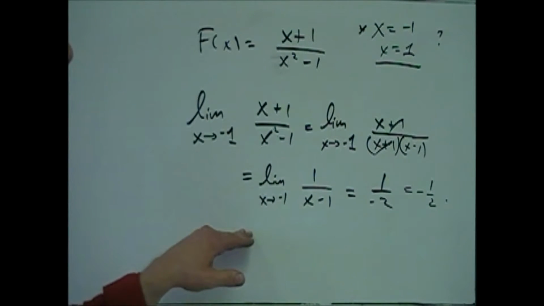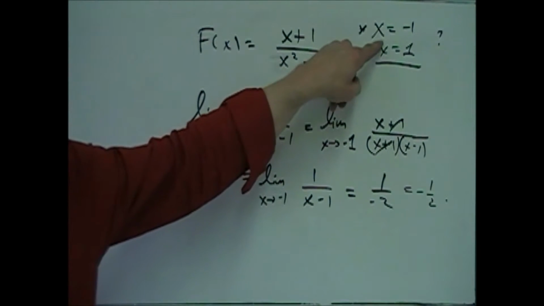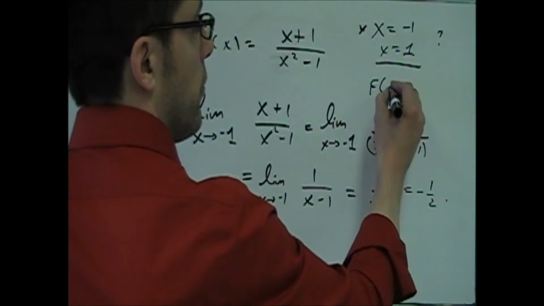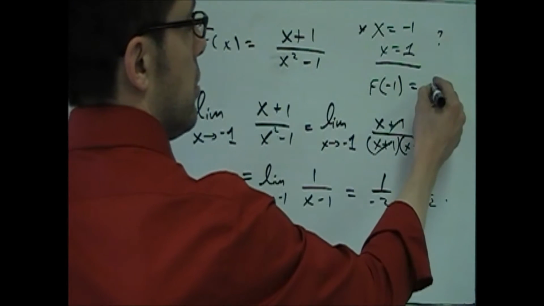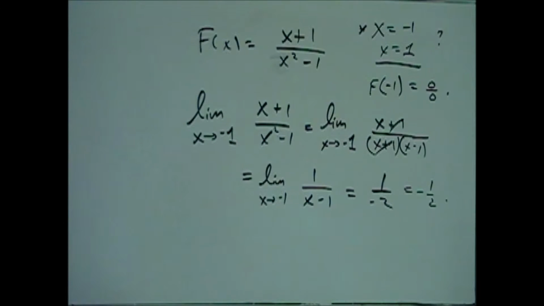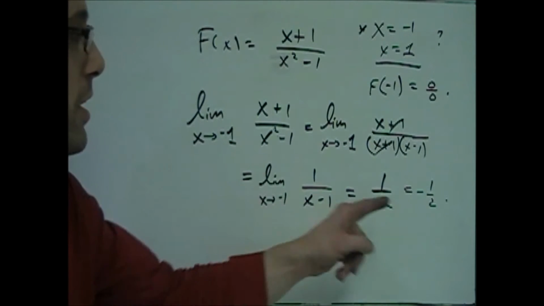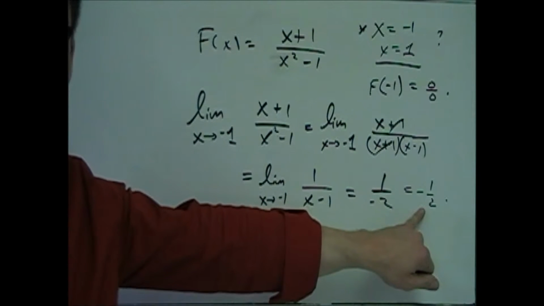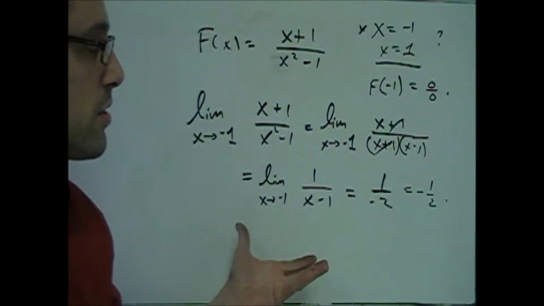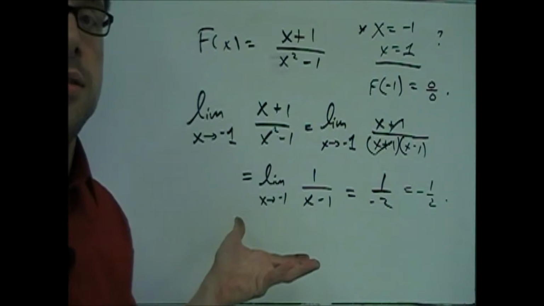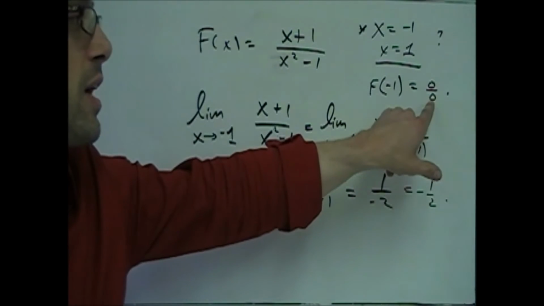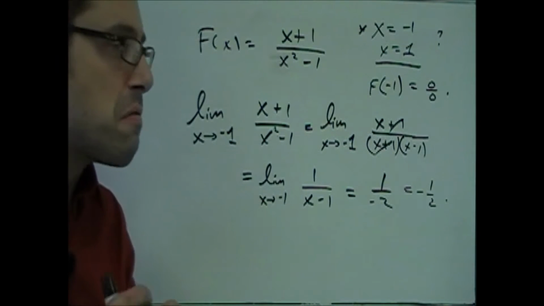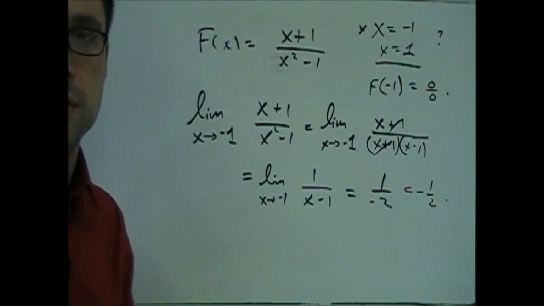So the key here is, even though in the original function, x equal to -1 is not in the domain, if I plugged -1 in, that is f of -1 is 0 over 0, right? It's not in the domain. The limit exists as I approach -1. In other words, from both sides, I get the same thing. I get -1/2. So this is a case where the limit exists, but the function is not defined at that point. So it's missing a value at one single point. So it's fairly well behaved, although not continuous at that point.